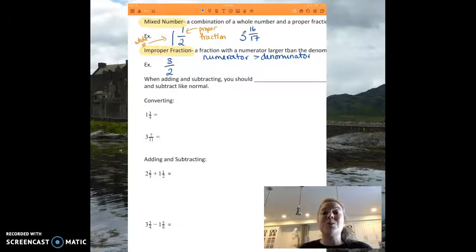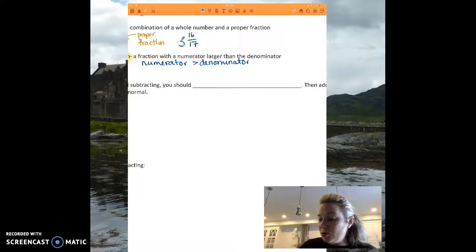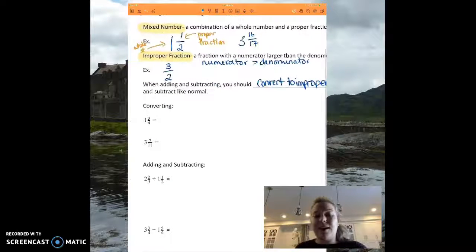So throughout this course, we're going to use both improper fractions and mixed numbers, and we have to be able to switch easily between the two of them. Okay, so when you're adding and subtracting, you should convert to improper fractions. Then add and subtract like normal. Okay, so we're just going to add one step to the beginning, and then we're going to do everything we did in the last video.